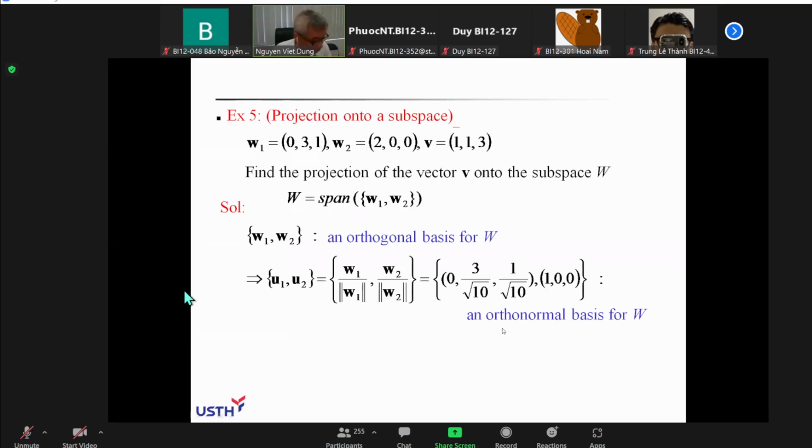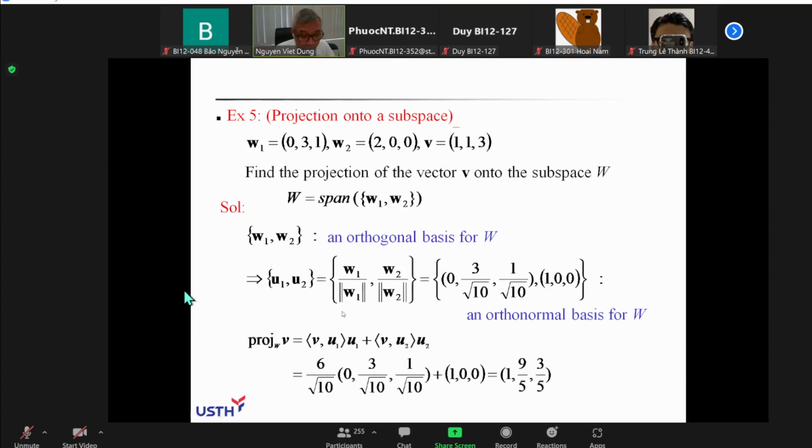Then with that, we can apply the formula in the previous slide. You get the projection of V on W equals that one. Then you need only to find the inner product here and here, and multiply by U1 and U2. And finally, you get that. That one is the orthogonal projection of V on the subspace W.